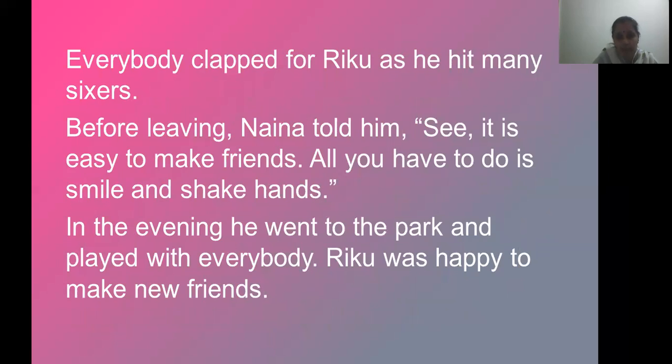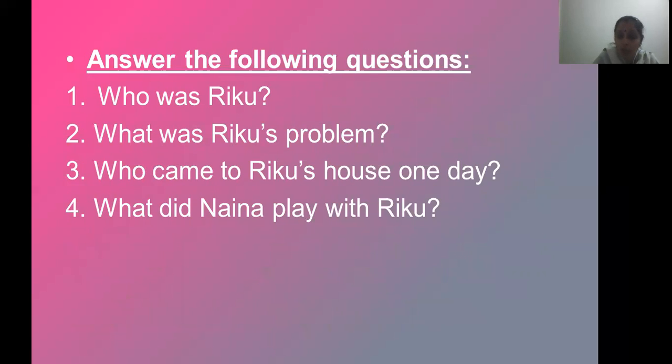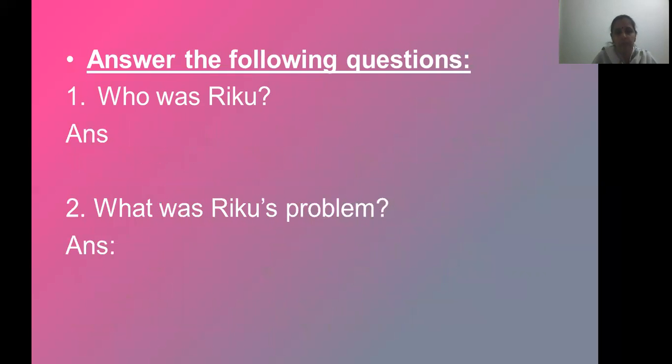Now let's see the next question. Who came to Riku's house one day? Very easy, right? The little girl Naina came to Riku's house one day. What did Naina play with Riku? Yes, Naina played cricket with Riku, right? If you all don't know, go back to the passage, find out the answer, and then write the answer. Okay? So now let's write the answers for these questions. Answer the following questions. First question, who was Riku?